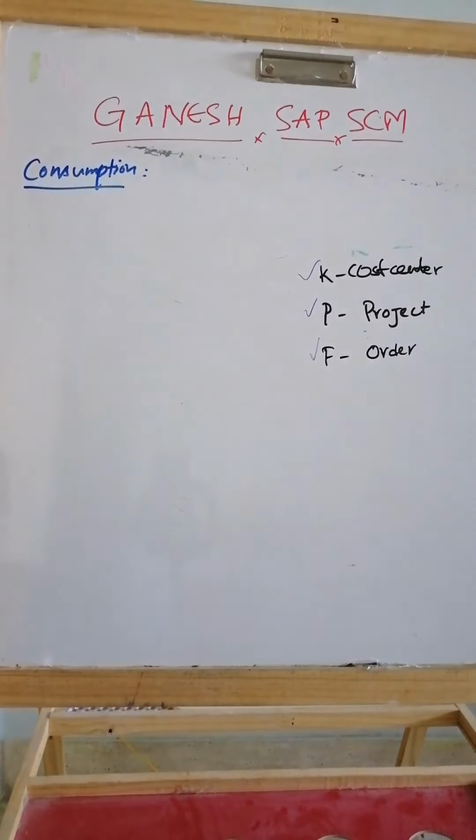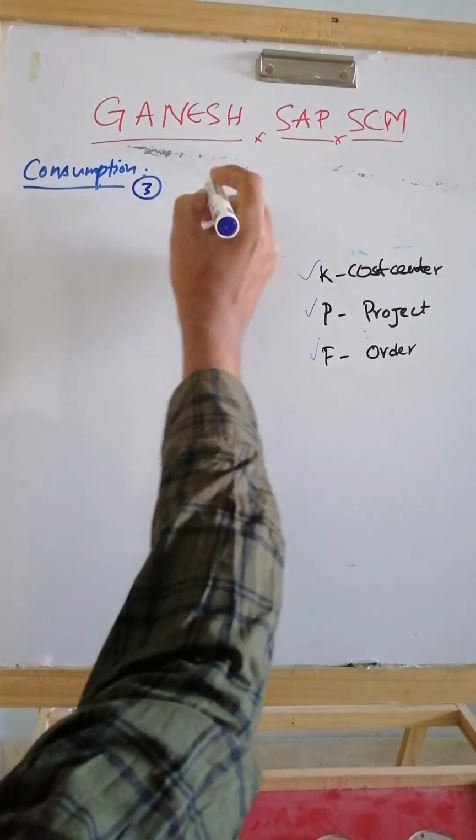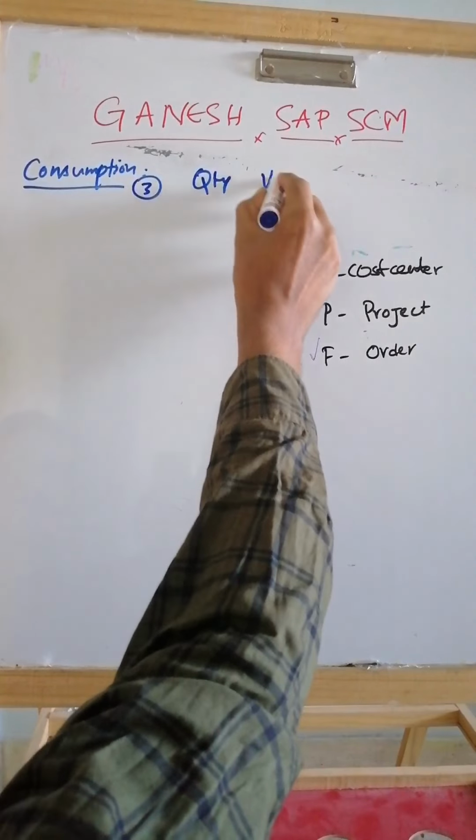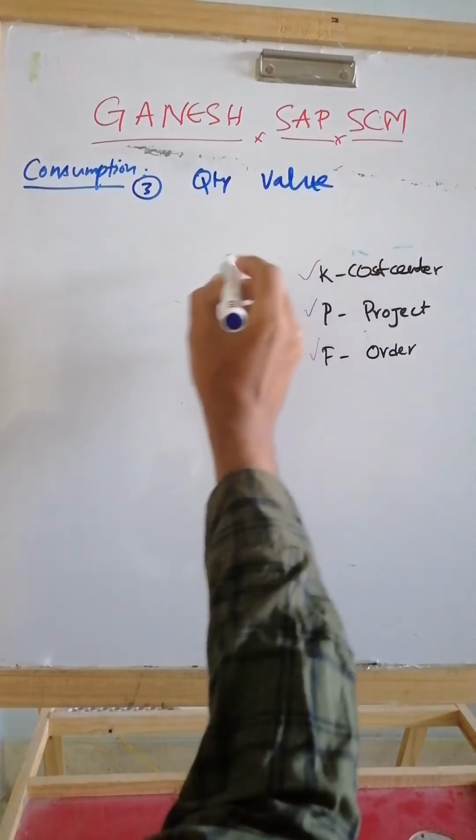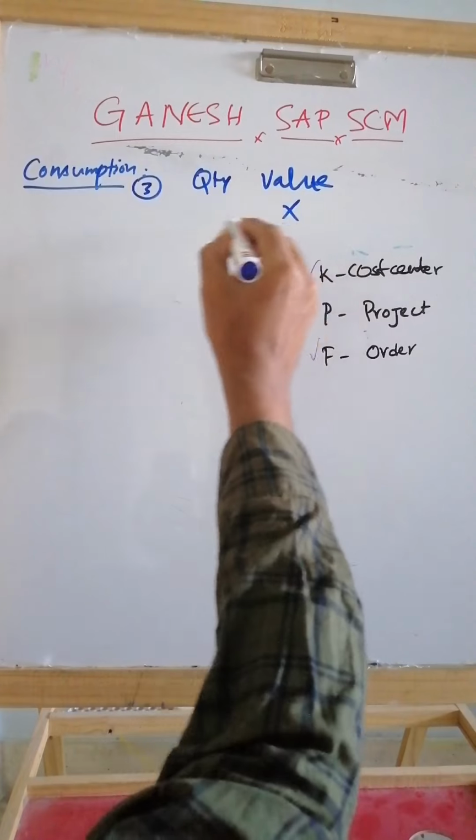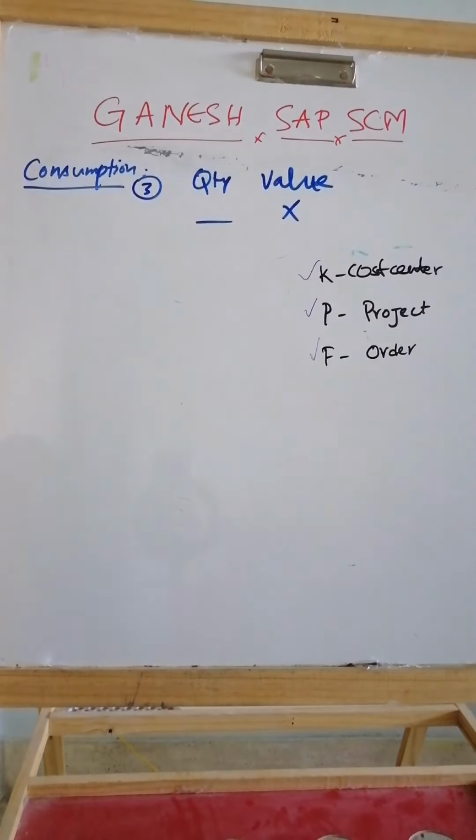Now I am going to tell you about case 3. What is the third case? Quantity and value: value is there but no quantity. These are cases where only valuation is available, but they don't want to maintain quantity. For these kinds of things, they can skip the GR.